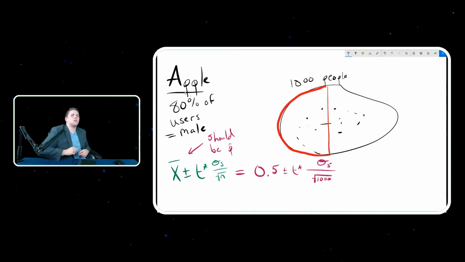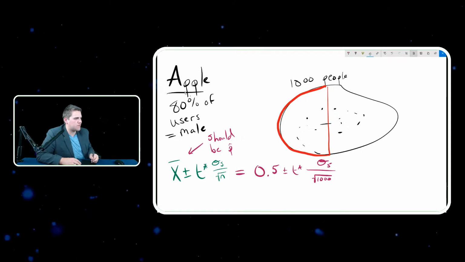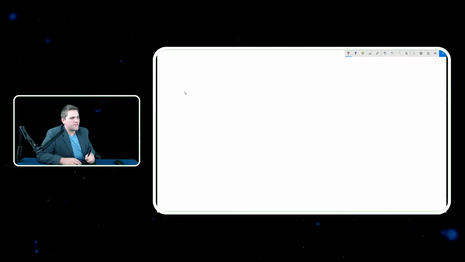Well, how can I calculate that? Oh, you know what? I have an idea. We can calculate this using that 5-step process. Do you guys remember the 5-step process? The 5-step process was the following. First step is calculate the average.